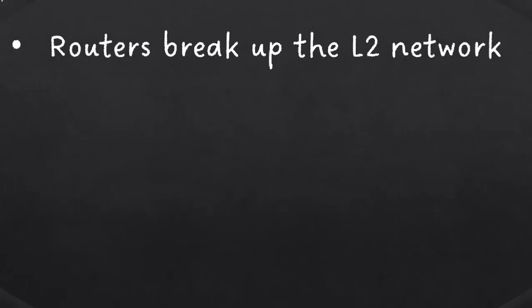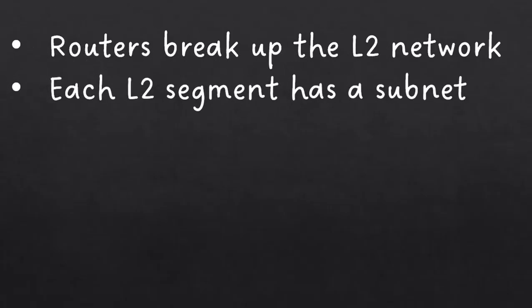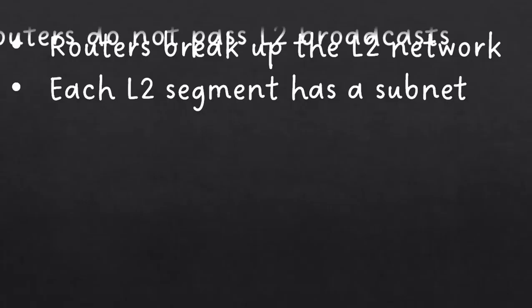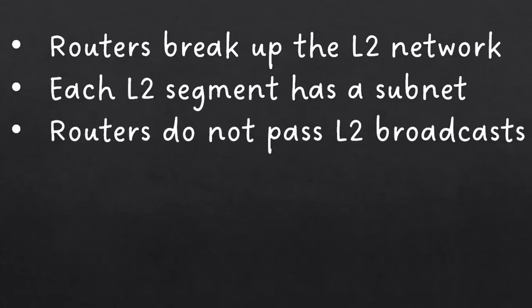Okay, so let's take a brief moment to do a short review of what we just learned. Routers break up layer 2 networks. And what we essentially mean by that is they create a layer 3 boundary between layer 2 networks. So broadcasts don't go across a router. Routers do not forward layer 2 broadcasts. Each layer 2 segment has its own unique IP address range, its own IP subnet. And like I just mentioned, those routers, they don't pass along those layer 2 broadcasts. So that's one of the ways that they break up those layer 2 networks.